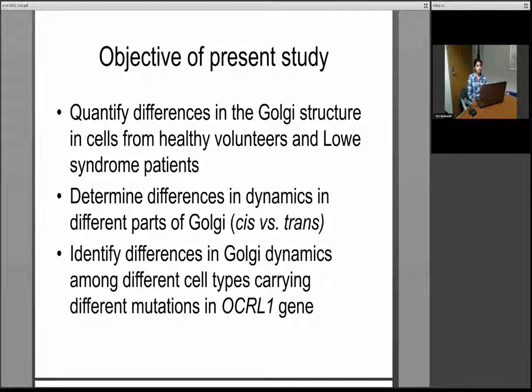And finally, in this disease, over 100 mutations have been identified, and all these mutations affect the same gene, OCRL1. Different patients carry different mutations and still display symptoms of Lowe syndrome. So we want to identify how the Golgi changes across these different patients who have different mutations in the same gene.